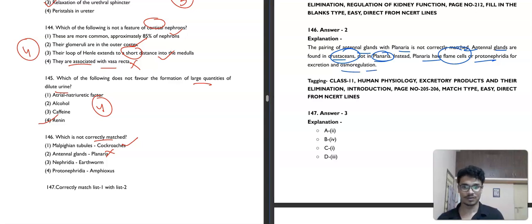Then nephridia, earthworm, and protonephridia, amphioxus. You know that amphioxus is a type of animal that belongs to cephalochordata. So the second option is the correct answer.